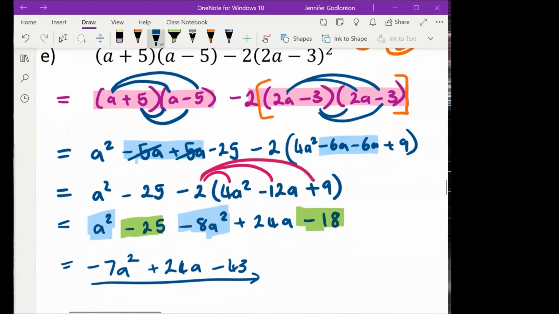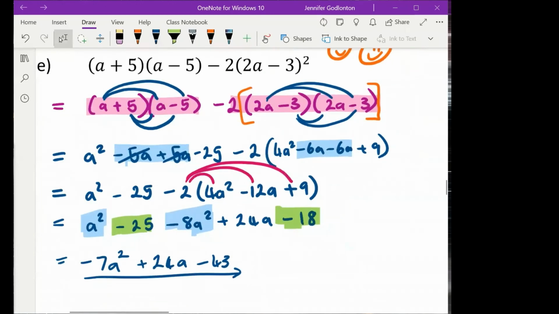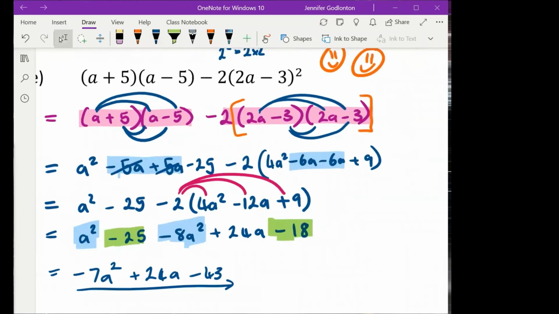And a very, very big well done to anyone who even got close to that. This was a very hard sum.